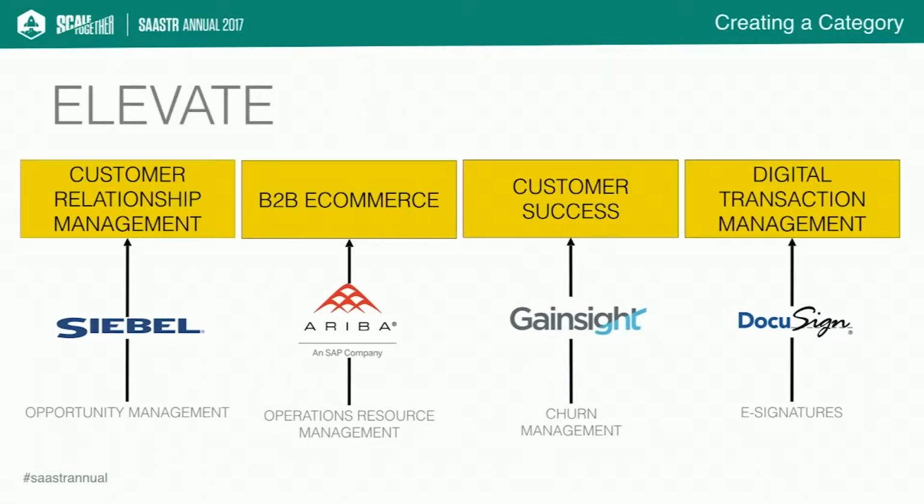And so you'll see this pattern repeated over and over again, where the actual functional or tactical value of your software can be described by your users in a certain way. And the question is, how do you elevate it? So if you look at a few of the examples, we talked about Siebel going from opportunity management to customer relationship management. Same thing happened with Ariba.